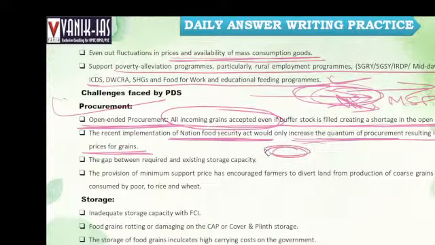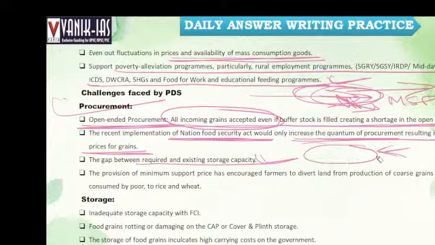Government is procuring a high amount of agricultural produce, so that increases the price, leads to shortage in the open market, and that leads to price rise. There is a gap between the required and existing storage facility. They do not have storage facility, right? And many times we have witnessed wastage of the crops which are procured.